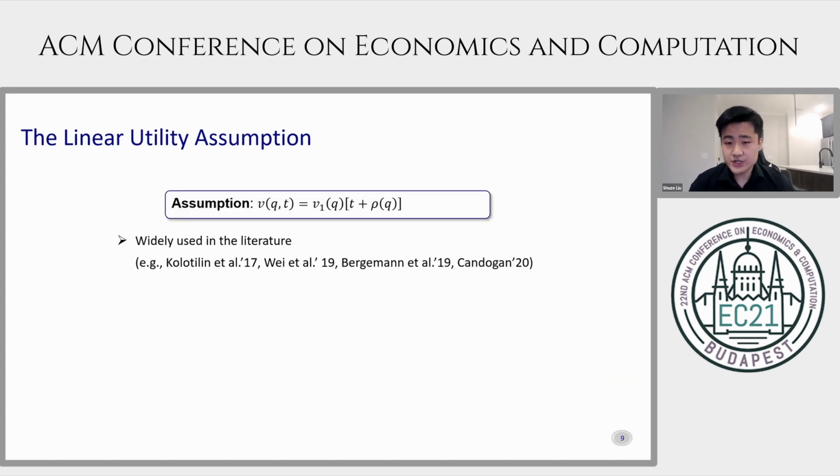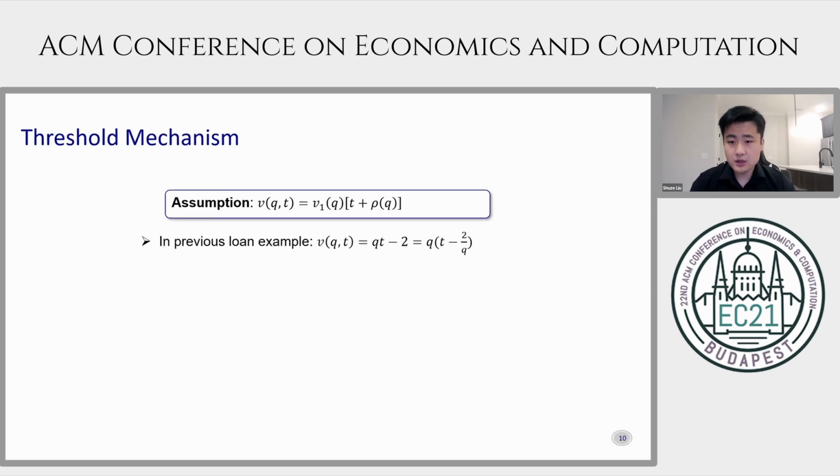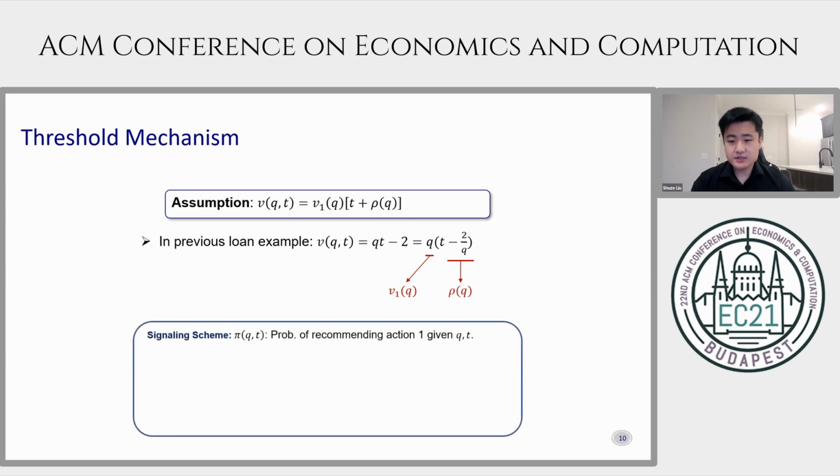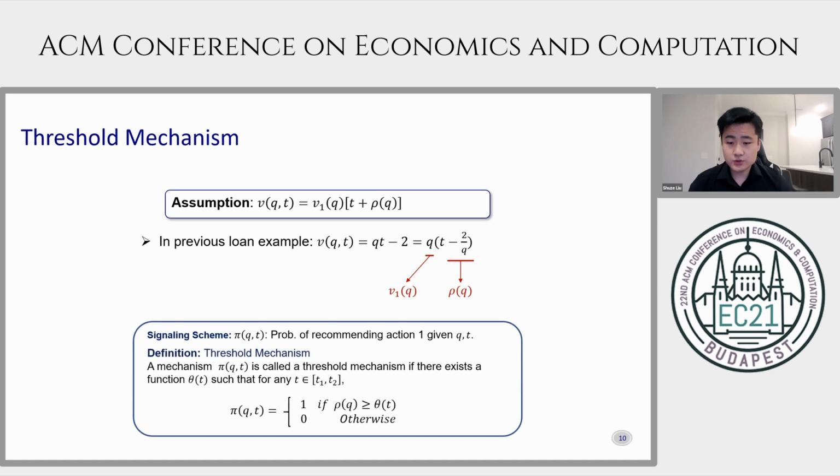We make an assumption on the buyer's utility function, where V(Q,T) equals v1(Q) times T plus rho(Q). This assumption is widely used in much of the literature on selling information. In the previous loan example, where V(Q,T) equals QT minus 2, we have v1(Q) equals Q, and negative 2 equals rho(Q). So with the signaling scheme we defined earlier, we are ready to give the definition of a threshold mechanism.